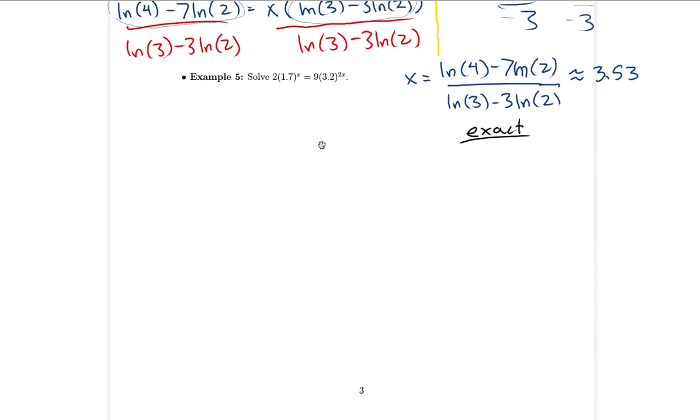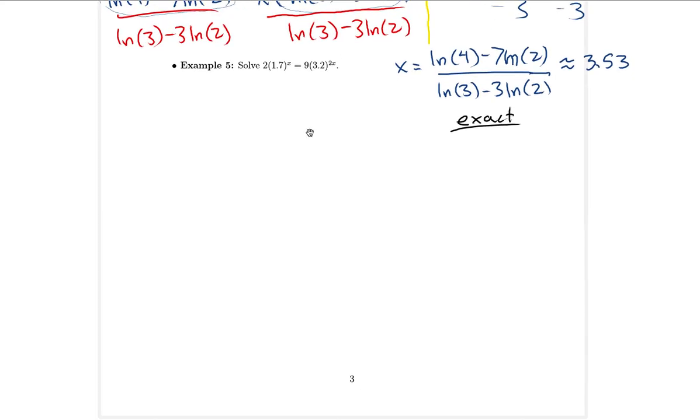All right, this would be a good one for you to try before you take a look at my solution. So give it a try first. See how you're doing with these types of problems.